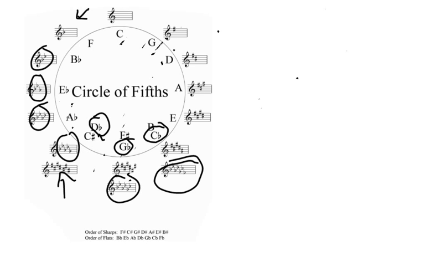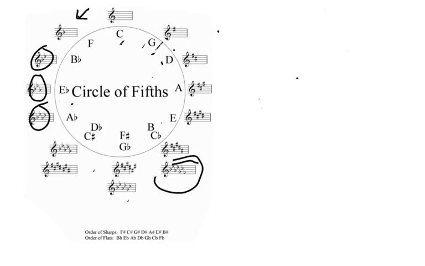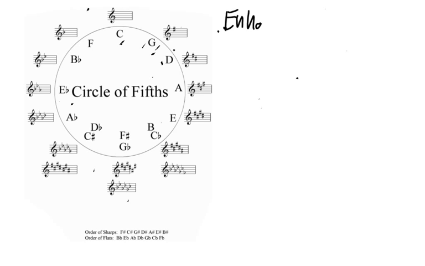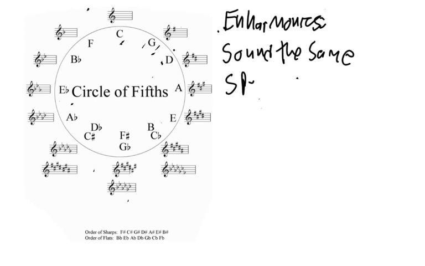Let's talk a little about these key signatures at the bottom that are kind of doubled up on top of each other. The name for this is enharmonics. Enharmonics means they sound the same but are spelled differently.